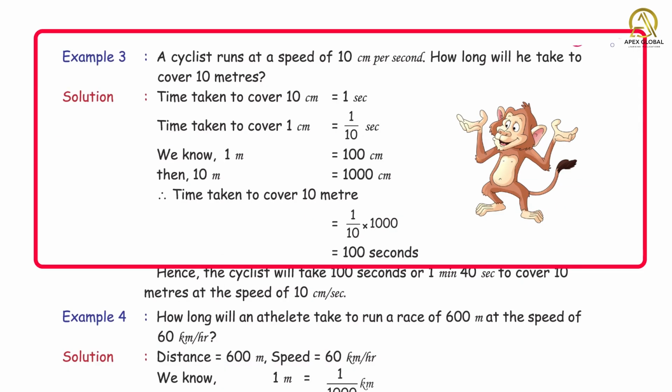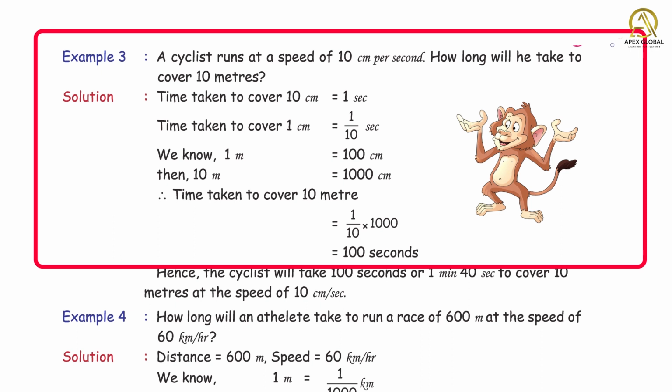Example 3. A cyclist runs at a speed of 10 cm per second. How long will he take to cover 10 meters? Solution. Time taken to cover 10 cm equals 1 second. Time taken to cover 1 cm equals 1 upon 10 second. We know 1 meter equals 100 cm.